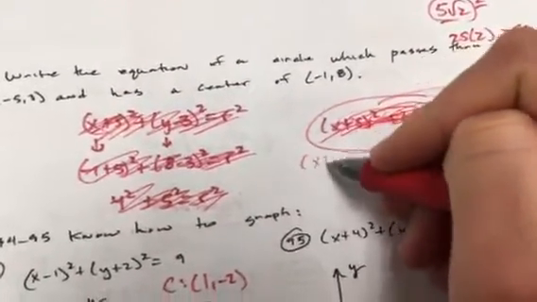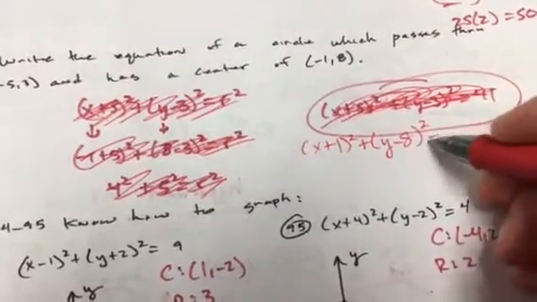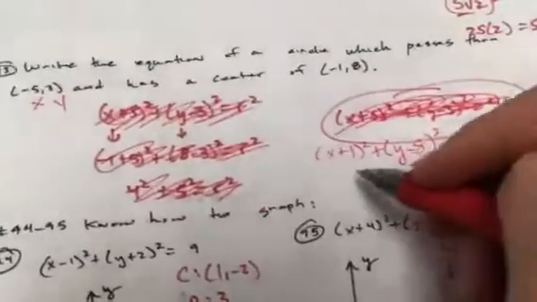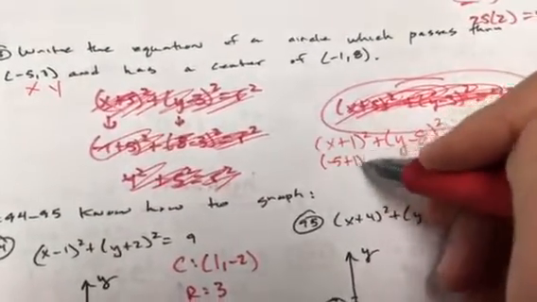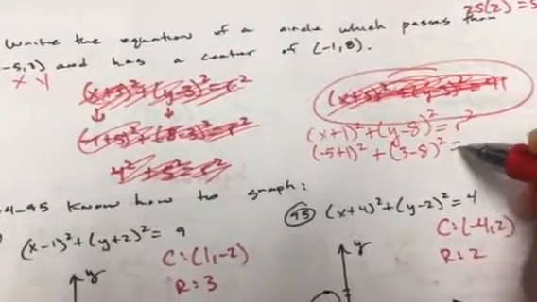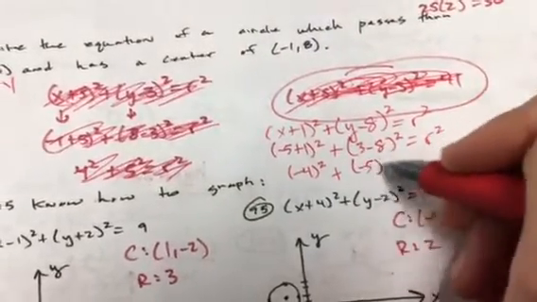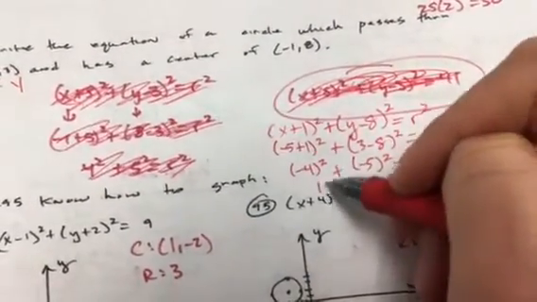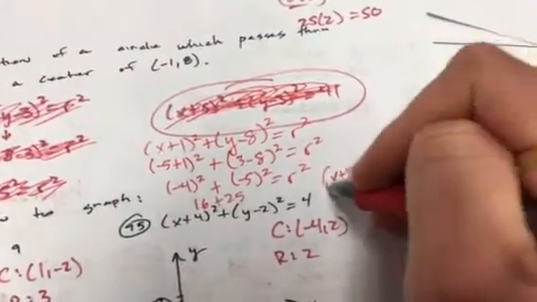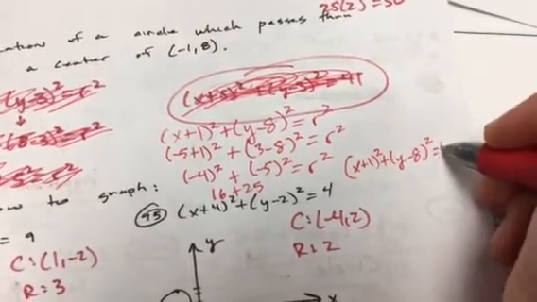But it has a center of negative 1, positive 8. There we go. And this is the x and the y that it goes through. So we're going to plug negative 5 in for x and 3 in for y. All right, this is going to give you negative 4 squared plus negative 5 squared. That's a positive 16 plus positive 25. Your answer, put it all together, x plus 1 squared plus y minus 8 squared equals 41.